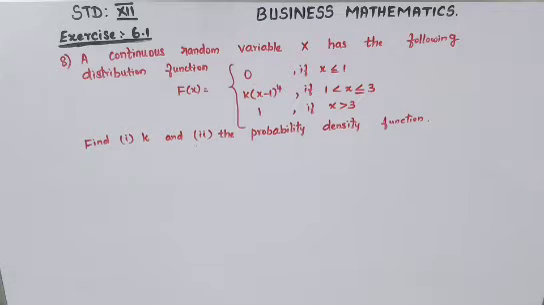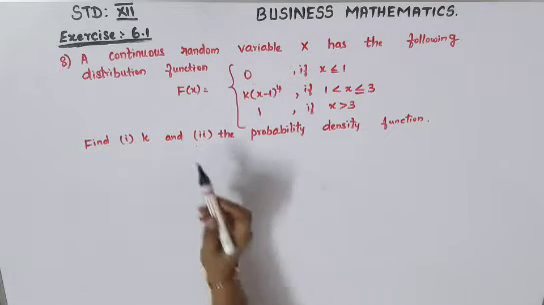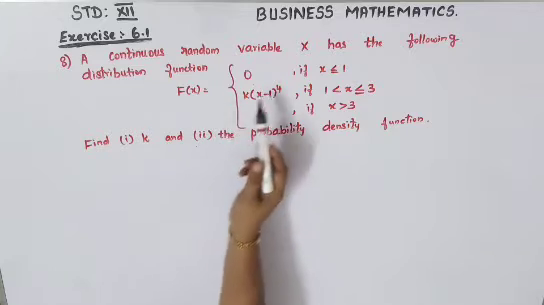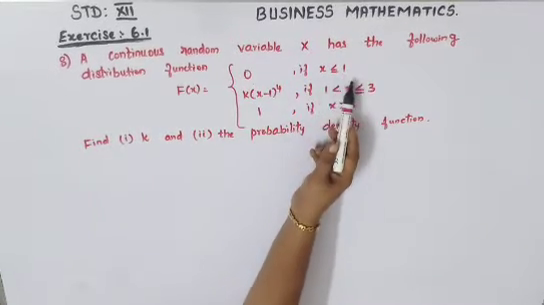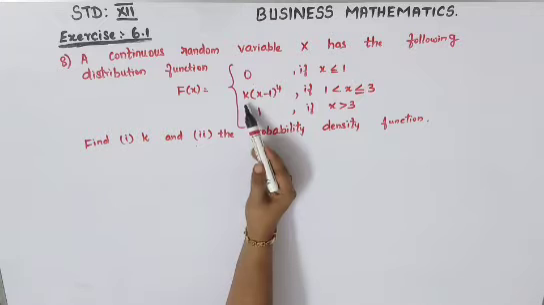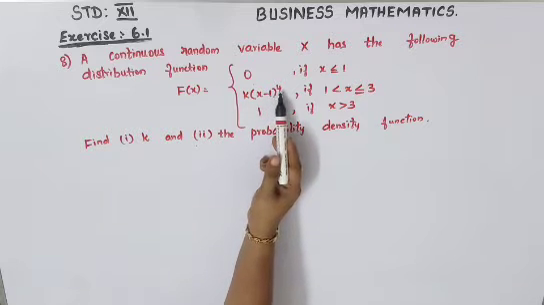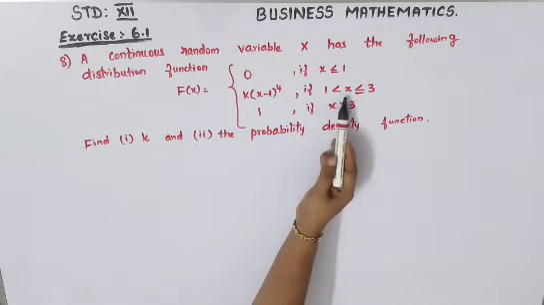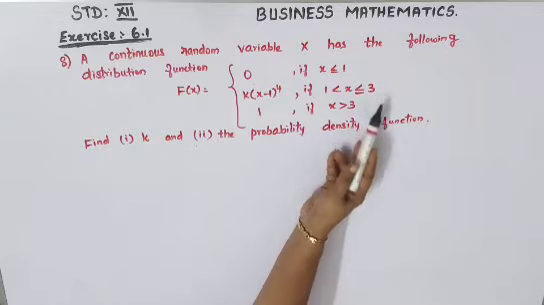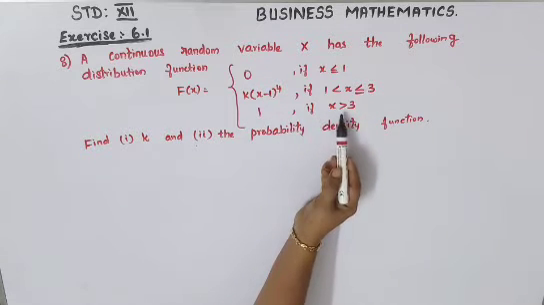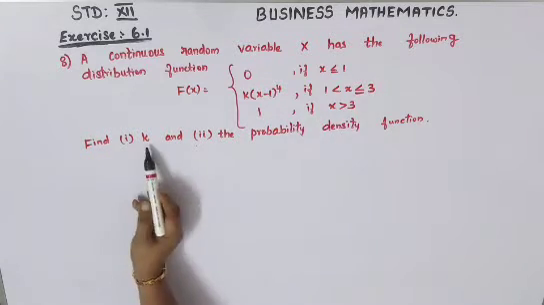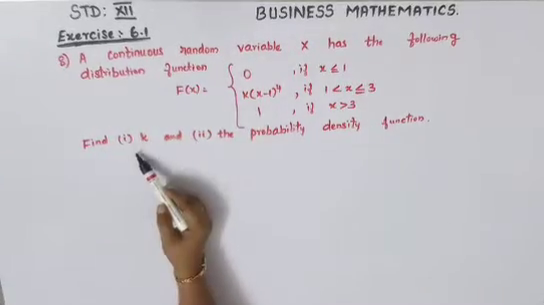Standard 12th Business Mathematics, Exercise 6.1, 8th question. A continuous random variable x has the following distribution function. Capital F of x is equal to 0 if x is less than or equal to 1. The next condition is k into (x minus 1) the whole power 4 if 1 is less than x and less than or equal to 3, and 1 if x is greater than 3. Find k.